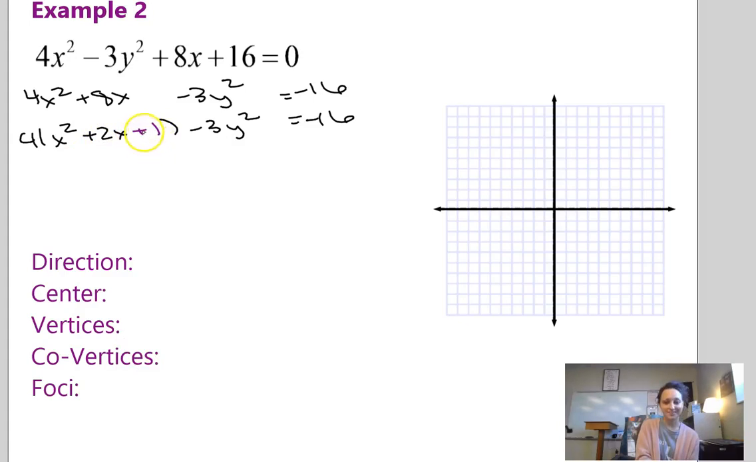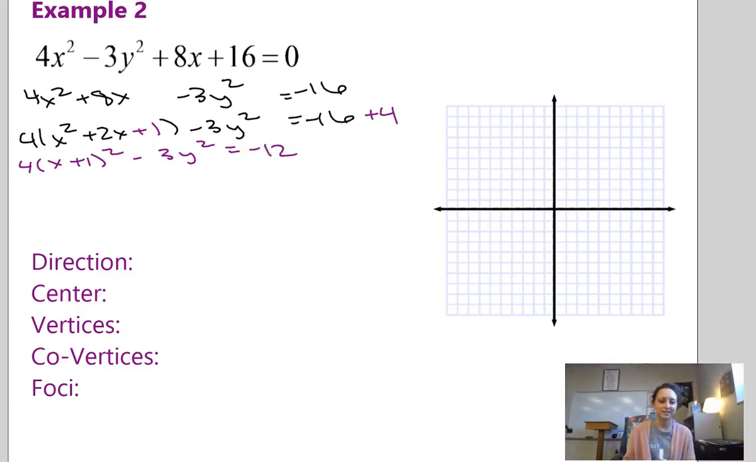Be really careful though, because it's inside parentheses. It's being multiplied by that 4. So I technically did not add 1 to the left. I technically added 4. So be sure you add that to the right as well. Okay, let's do a little bit of algebra here. So we've got 4 times the quantity x plus 1 squared, right? Minus 3y squared. Then on the right-hand side, I have negative 16 plus 4, so I'm getting negative 14. I'm sorry, negative 12 there.